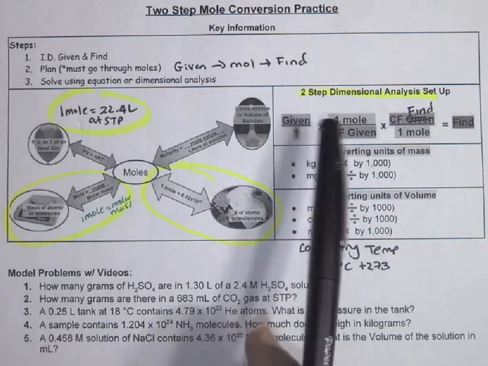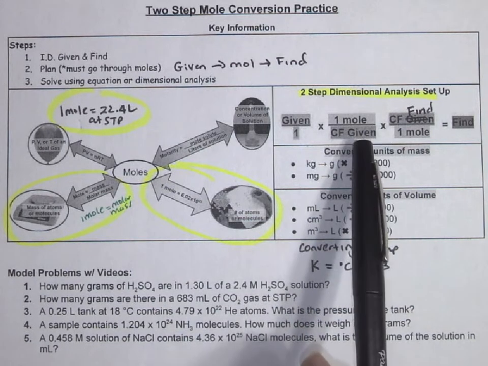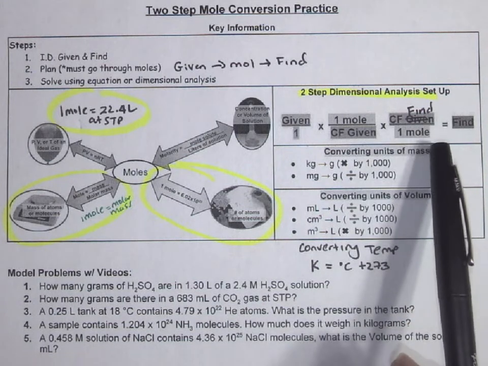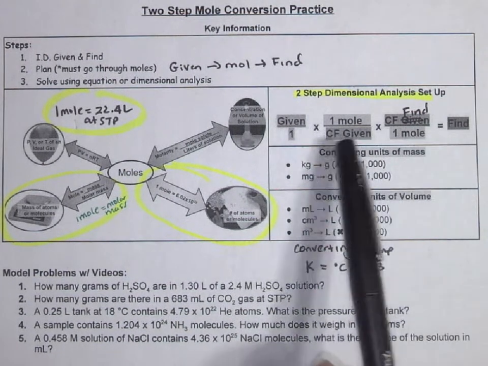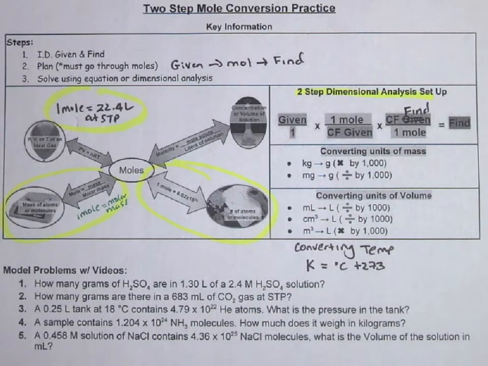So you would use this information and you would set it up in such a way that the units of your given cancel out, so they have to be opposite, and the units of what you're asked to find stay. And then you would just multiply your 3 fractions to get your find. So this is sort of what it looks like.